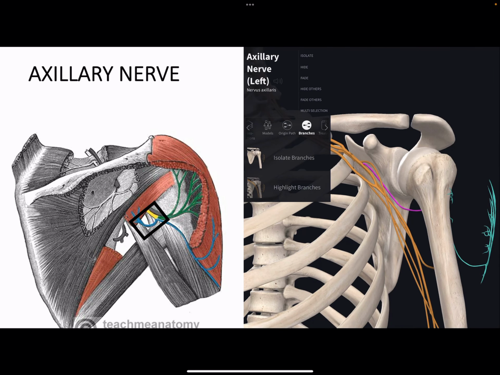All right, axillary nerve. Axilla is your armpit, and this goes through your armpit. It also goes through the quadrangular space that we talked about in the back lecture. And it snakes around, and what's this big old muscle right here? That would be your deltoid. So this is going to innervate the deltoid mainly.